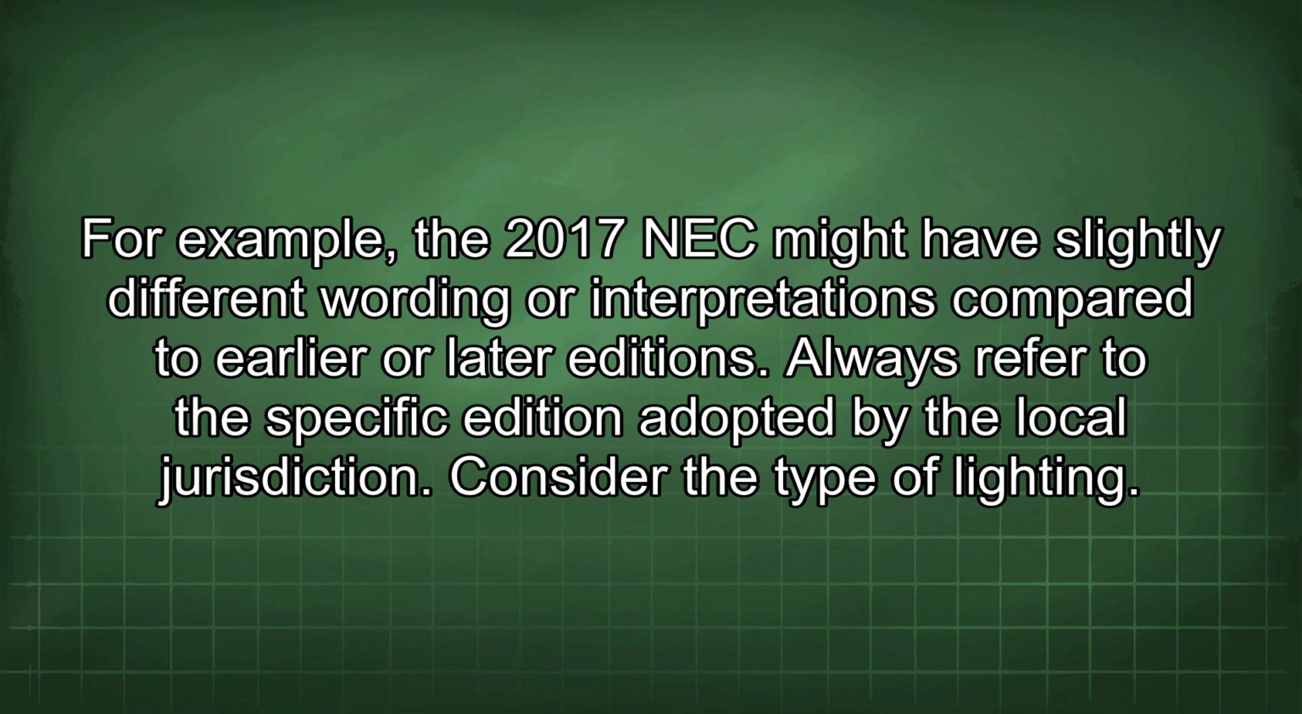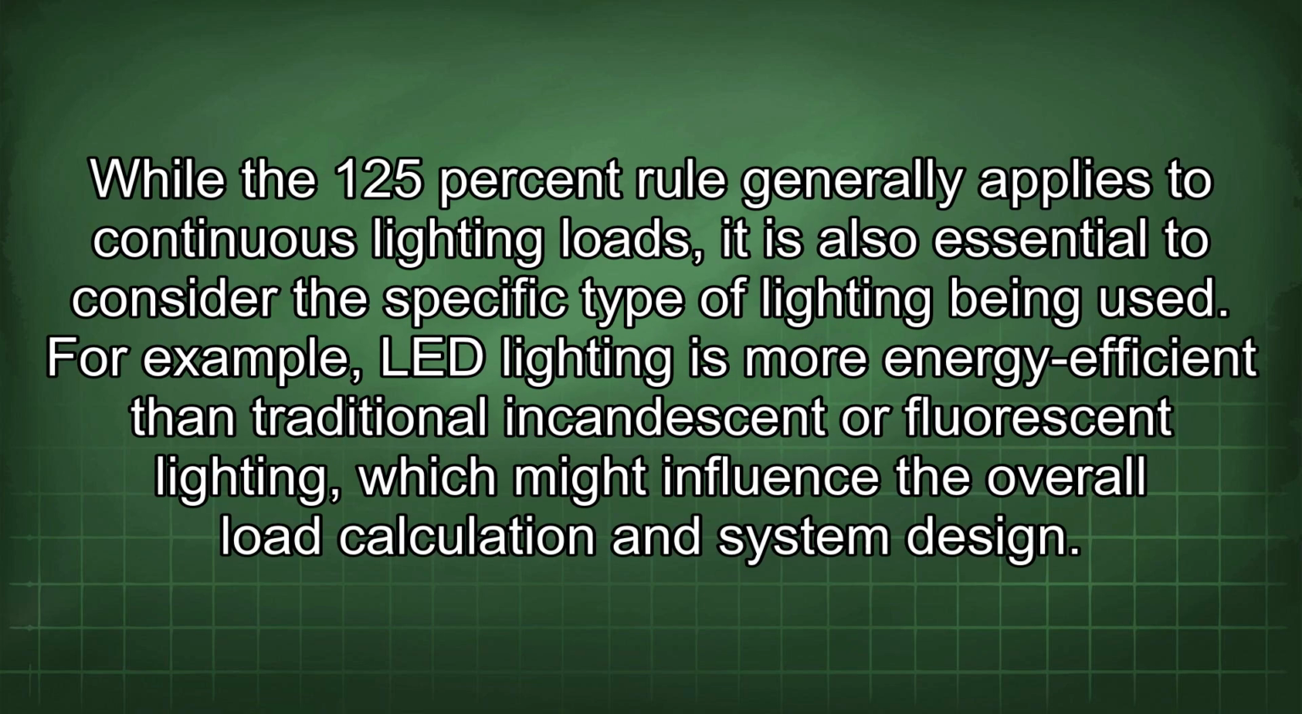Consider the type of lighting. While the 125% rule generally applies to continuous lighting loads, it is also essential to consider the specific type of lighting being used. For example, LED lighting is more energy efficient than traditional incandescent or fluorescent lighting, which might influence the overall load calculation and system design.